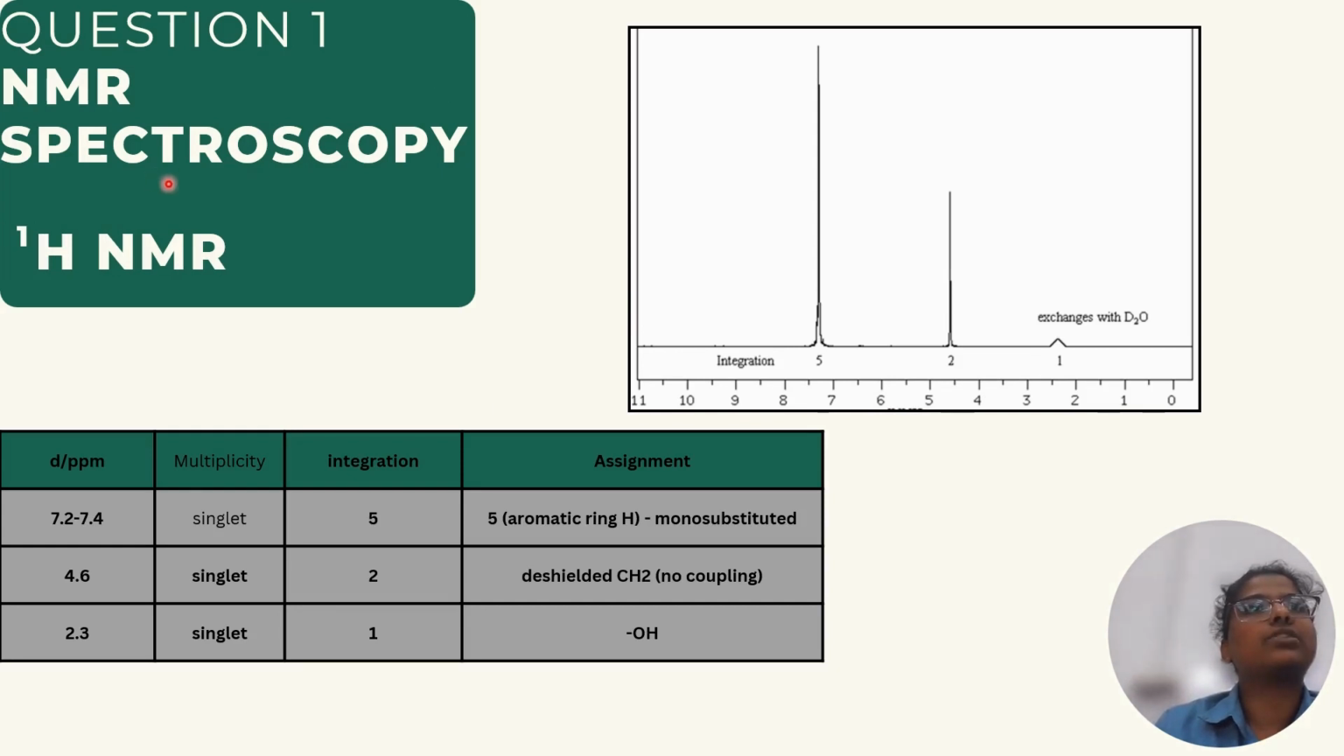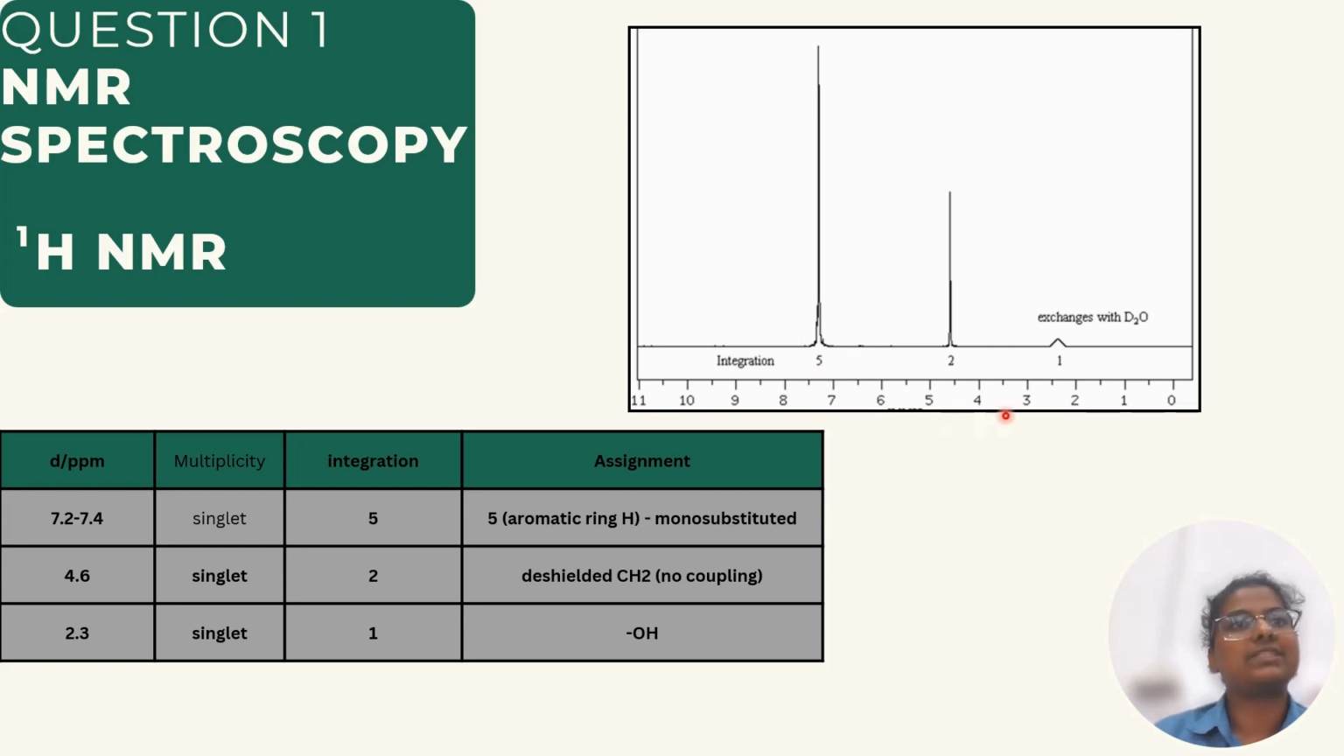In the proton NMR spectrum, at ppm of 7.2 to 7.4, there is a singlet multiplicity with integration of 5, which shows there are 5 hydrogens attached to an aromatic ring, also known as monosubstituted, which is not coupling to any of the other groups.